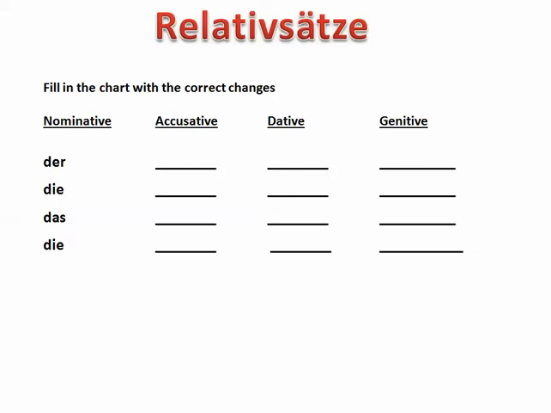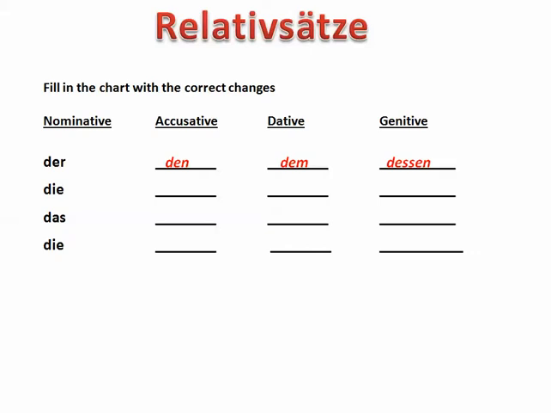In the accusative or the direct object case, the masculine nouns will change to den, and die and das will stay the same, as I like to say. In the dative, masculine nouns will change to dem, dative being the indirect object case, and then in the genitive, to show possession or to be the equivalent of the English whose, for masculine nouns will be dessen.